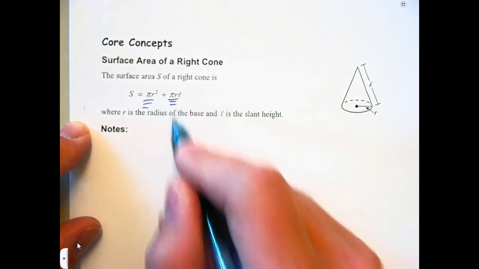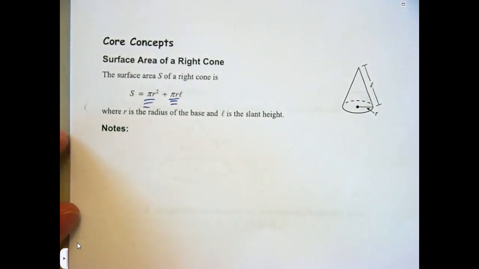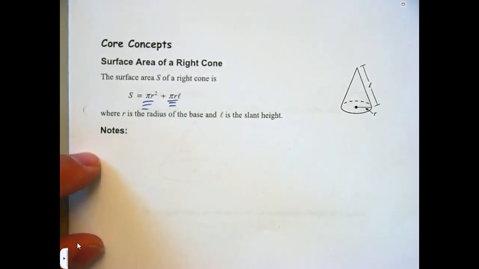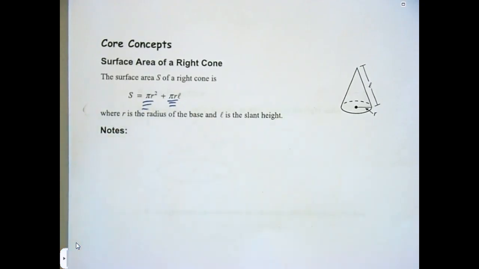I want you to tell your neighbor what pi r squared is in relation to this cone, and hopefully by elimination you can figure out what pi rl is then. Okay? What does pi r squared represent?